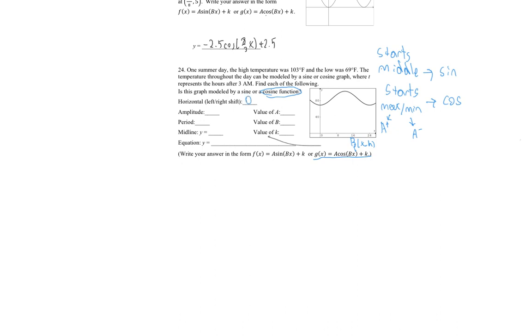Okay, our amplitude. One way we can find it, if we're not given our midline, is to take our minimum, which is 69 degrees, and our maximum, 103. Halfway in between those will be our midline, and the distance between our midline and either our min or our max is going to be our amplitude. To find what's halfway between 69 and 103, we add them together and divide by 2. So we get 172 over 2, which is 86. So 86 degrees is halfway in between.